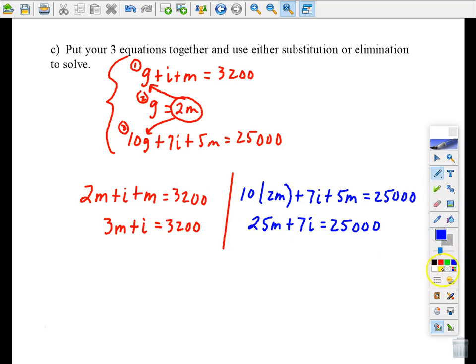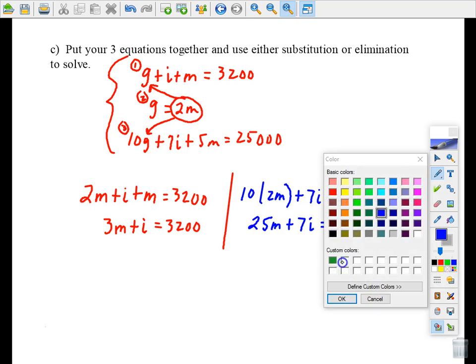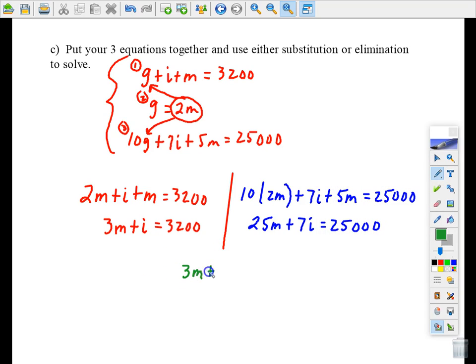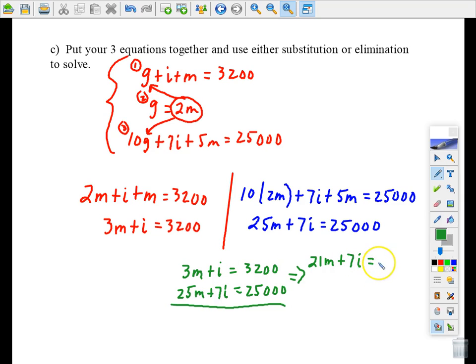Okay, and now you should remember what to do. We're going to put these two together and pick a variable to eliminate. So let's just go with green here. 3M + I = 3,200. And then 25M + 7I = 25,000. Well, the easiest way I think is to eliminate I, but we're going to have to multiply the top equation by 7. So 7 times all of these, that would be 21M + 7I and 3,200. Okay, so multiplying by 7 all the way across, 3,200 times 7 is 22,400. And then we didn't have to do anything to this bottom equation.